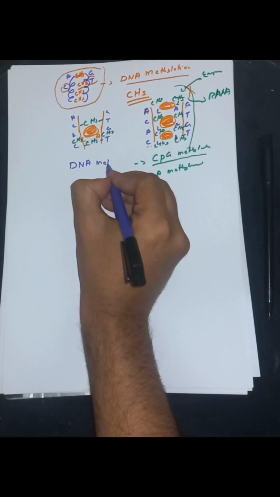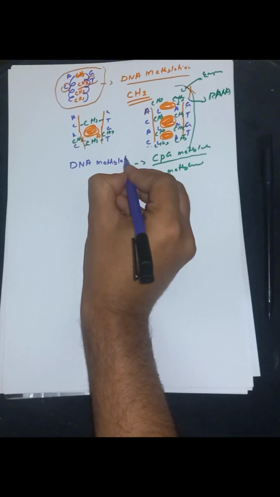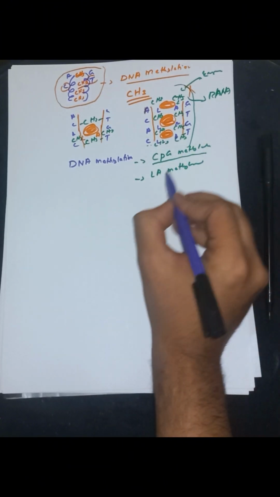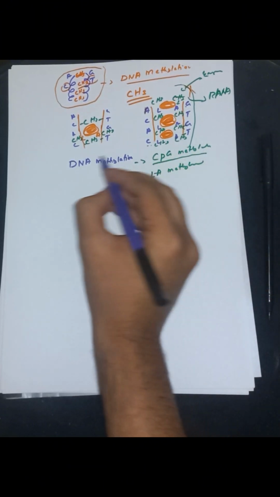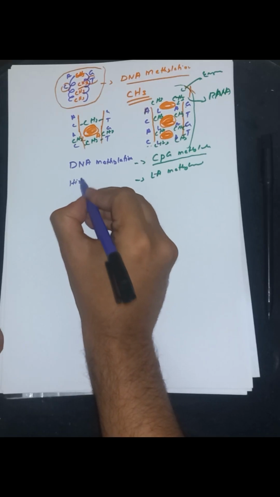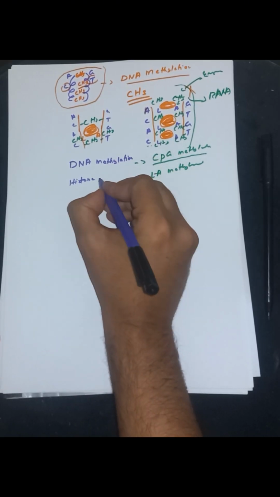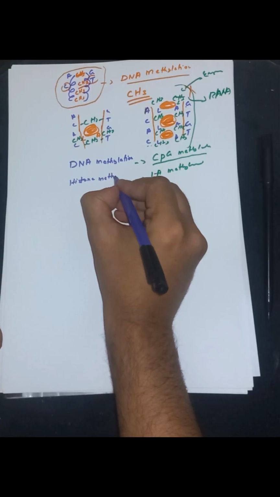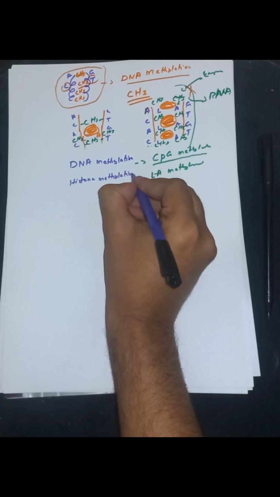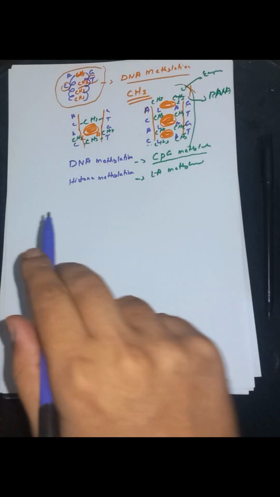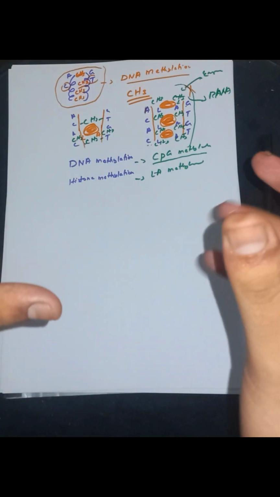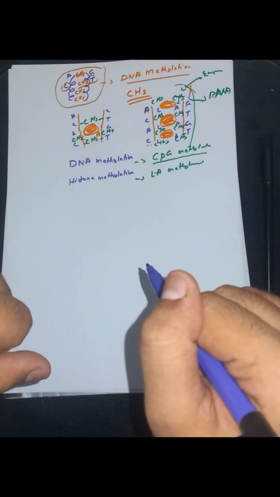DNA methylation, and this can be called histone methylation. So these are two types of methylation which are occurring, but what is making this chromatin loosely packed?